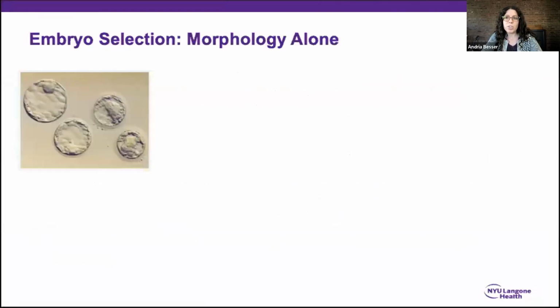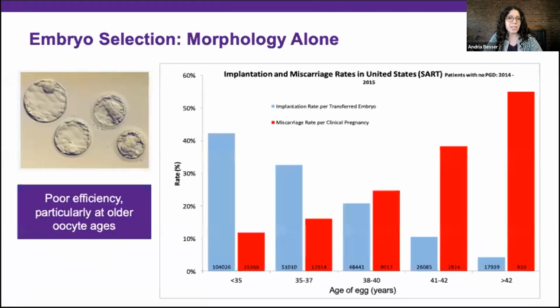So I want to start off with just a little bit of background about the purpose of PGT-A and why it has become relatively routine within IVF clinics. Before PGT-A, the only way to really select embryos for transfer was based on their morphology, or what they physically looked like. But selecting embryos based on morphology alone has really shown to have pretty poor efficiency.